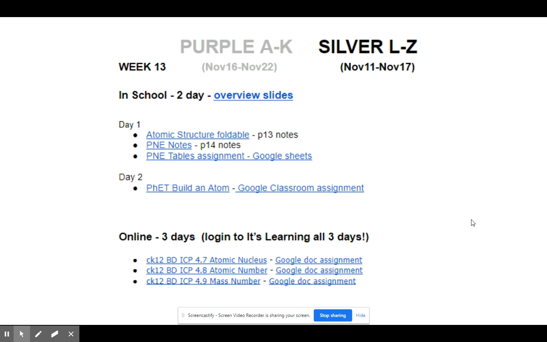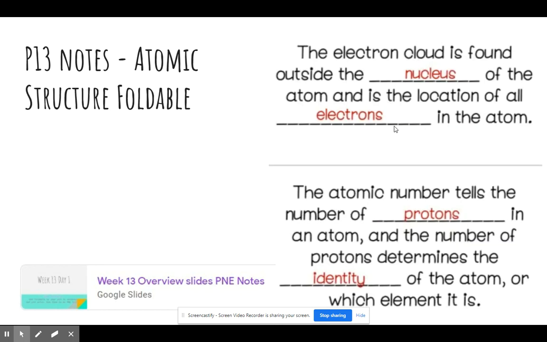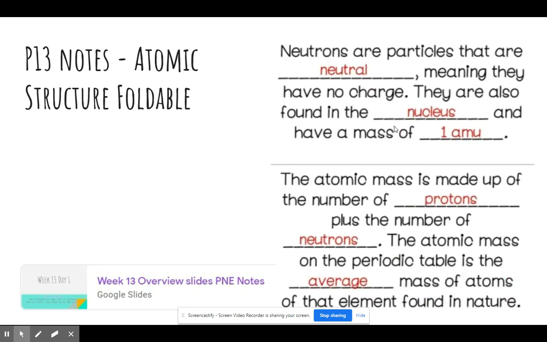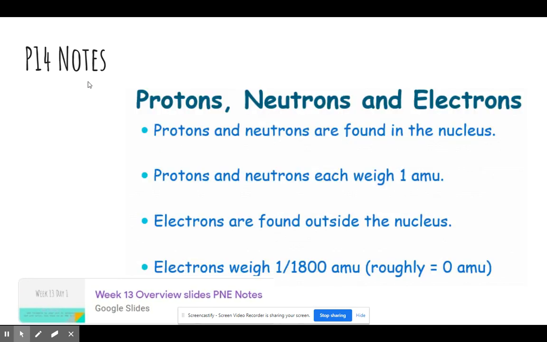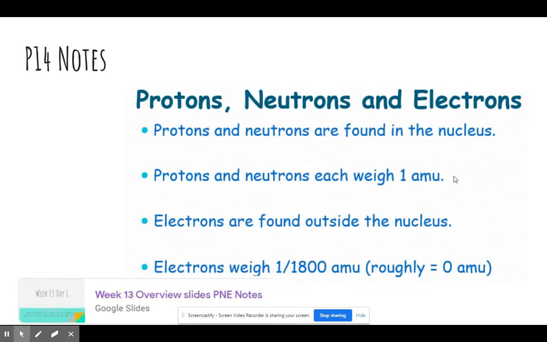So you've got 3 things to do online. These notes, there's 1, 2, 3, 4, 5. They all say page 13 notes. Those are the foldable notes. If you're not going to print the foldable, I need you to copy those into your notebook on page 13. On page 14, there's 3 of them here. All right, I'm going to go over this one for a second.